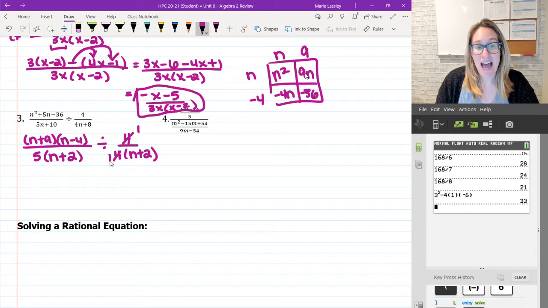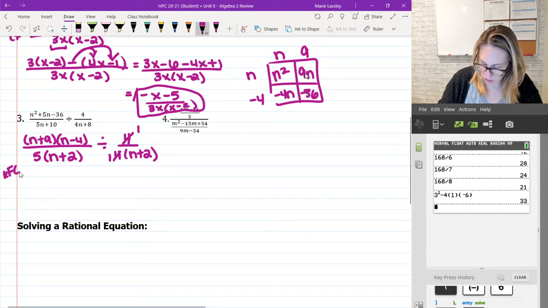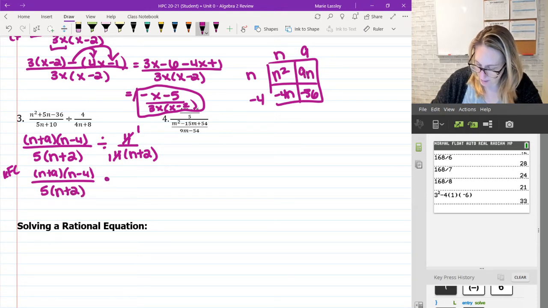All right, and now at this point, I'm going to go ahead and keep the first. So I'm going to now KFC, keep, flip, change. All right, so I have n plus 9 times n minus 4 all over 5 times n plus 2. All right, and then flip, so n plus 2 over 1.